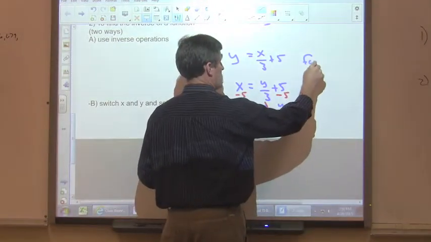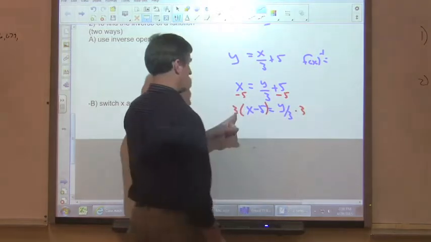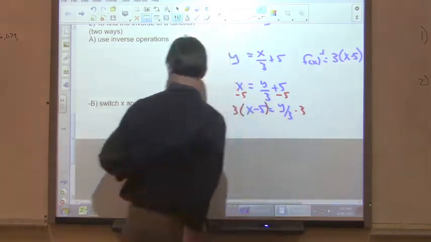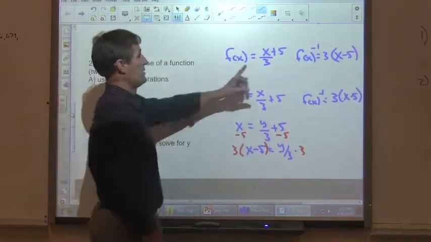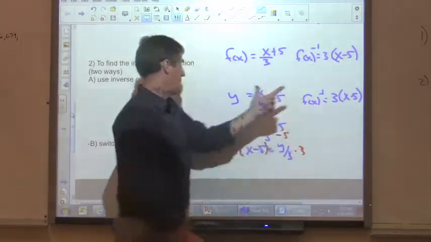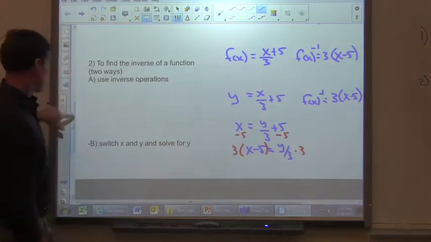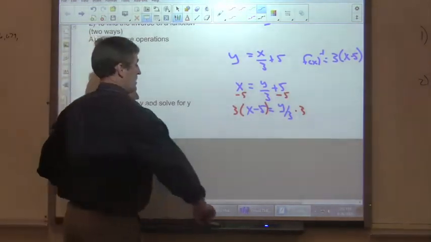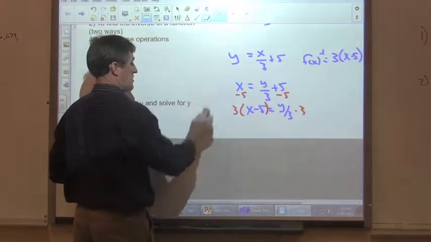The inverse is 3 times x minus 5, which is what we got when we did it this way. I would recommend with the more difficult ones that you use the second method. It's just a little bit easier, especially as you get into harder problems.